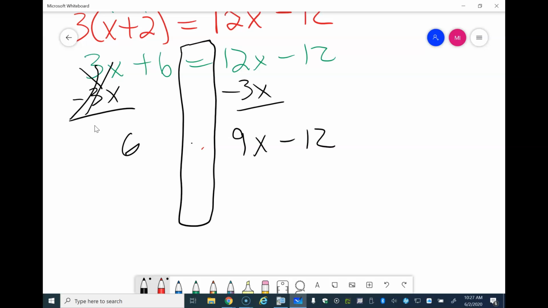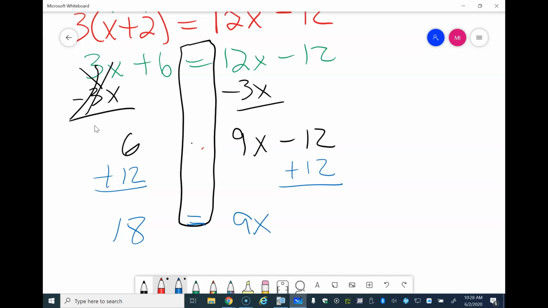And now, since I brought this 3x over to the right side, I need to bring something from the right side over to the left side. So I'm going to bring this 12 over here because they're both numbers. Again, I did the opposite. So this gives us 18 is equal to 9x. The 9 and x are being multiplied together, so again, we're going to do the opposite, which is division. That cancels out, leaving you with x is equal to 2.